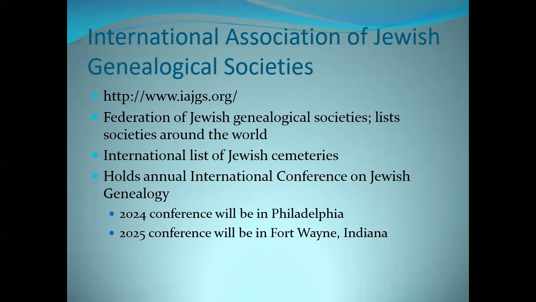They have the annual International Conference on Jewish Genealogy, mostly annual. It skipped a few years. This year's conference is in Philadelphia. Next year's conference is scheduled for Fort Wayne, Indiana, which is the home of the Allen County Public Library Genealogy Center, a very, very useful resource for research of any kind in genealogy. If you want, you should be thinking about going to Fort Wayne next year. It'll be a good time.